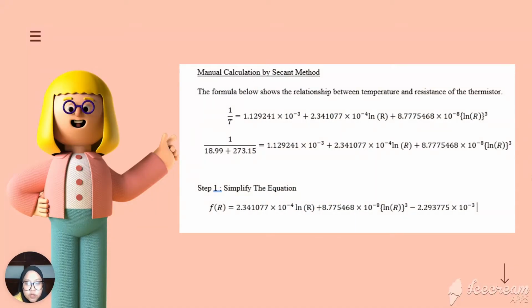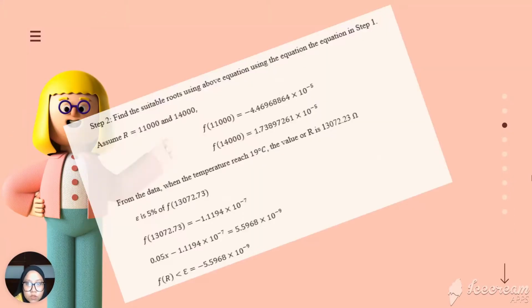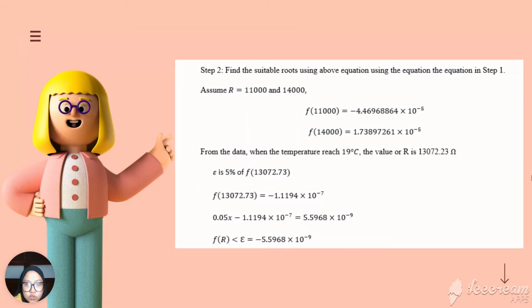This shows the manual calculation by the secant method. The formula below shows the relationship between the temperature and resistance of the thermistor. First, we need to simplify the equation. For step 2, we need to find suitable roots using the equation in step 1, which is the value of R. We assume 11,000 and 14,000, and we substitute them in the equation in step 1, and we will get the values.